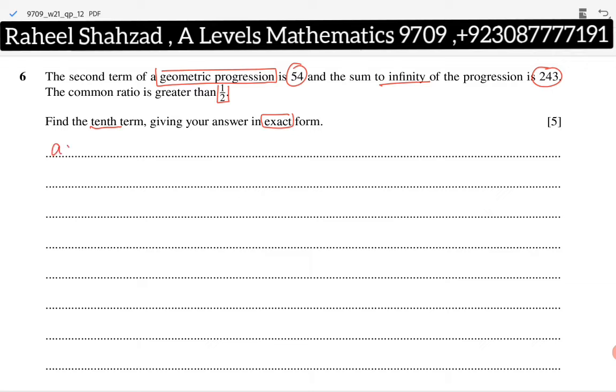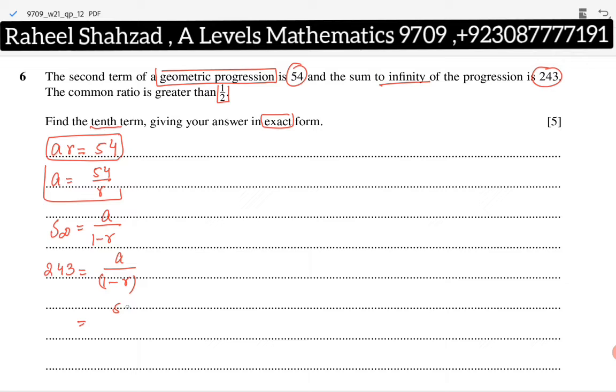So it is given that the second term is 54. So we say that the second term AR is equal to 54. And from here you can find A is 54 by R, right? And the second information is given as the sum to infinity. So the sum to infinity is always equal to A over 1 minus R. It's given that it is 243. So 243 is equal to A divided by 1 minus R. Well, from the first information, A is 54 by R. So we are going to put 54 by R into 1 minus R. That is 243.